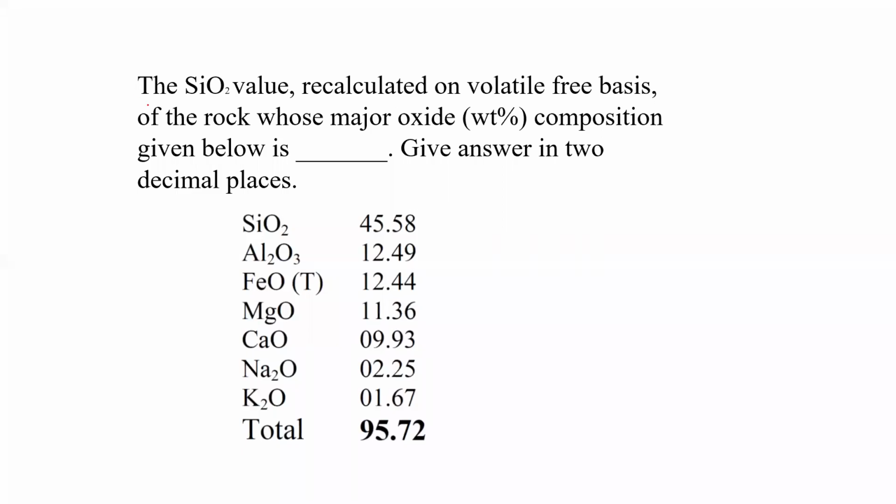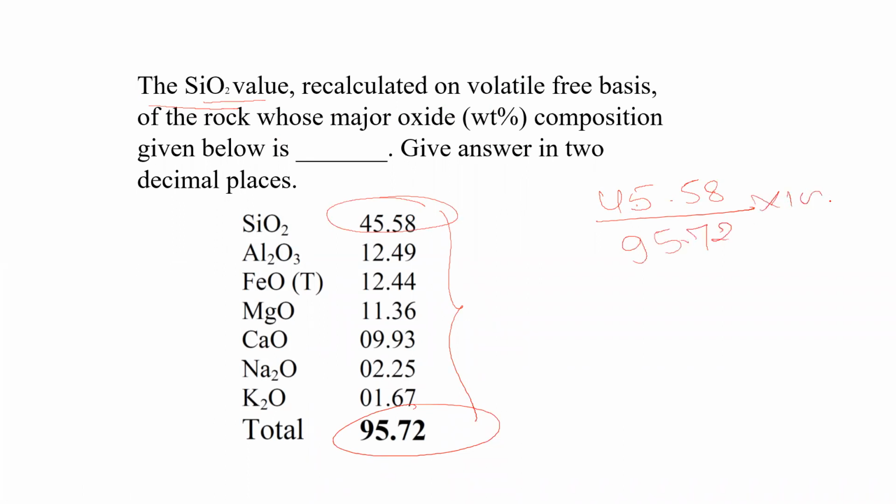In this question, we have to calculate the SiO2 value recalculated on the volatile-free basis of a rock whose measured oxides, in weight percentage, are given in this table. So you will have to find out the SiO2 value. For that, just take this value, 45.58, divide it by the total, which is 95.72, and multiply by 100.